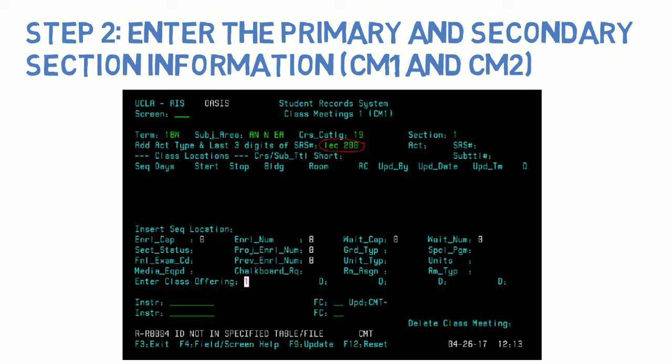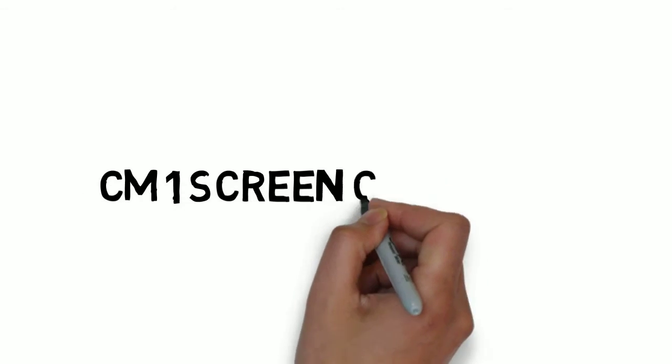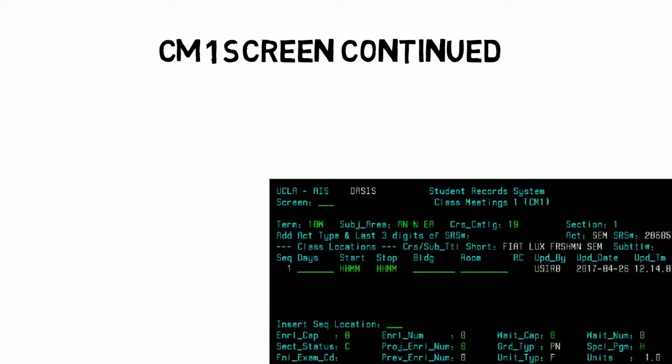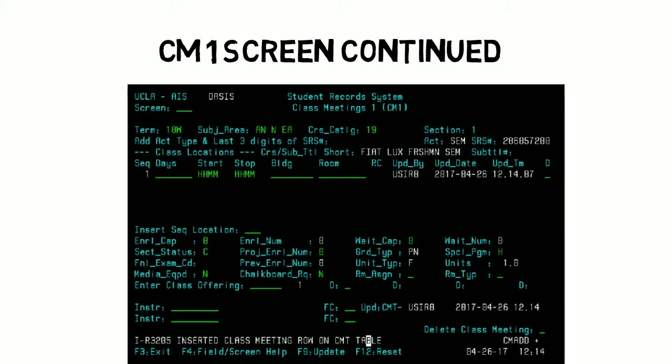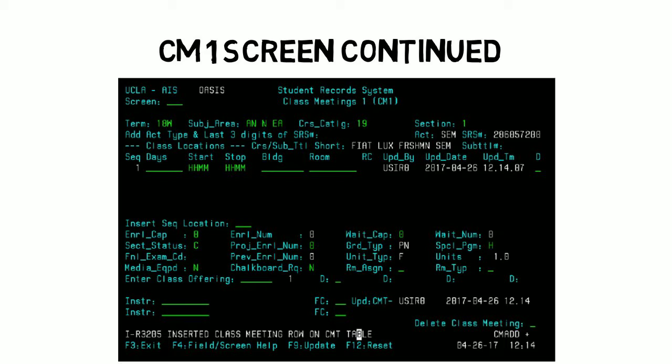So, for example, if you have multiple sections of a course, you can number them 101, 102, 103, and so forth. In this step, we will add the ACT type for Ancient Near Eastern 19, Section 1, which is a lecture, so we will type LEC and 200 for this course and press F9. Hitting F9 will ensure that the course is added to the catalog, and now you will be able to add the days, the time, the building location and room, and the instructor, which is done by the instructor's UID.